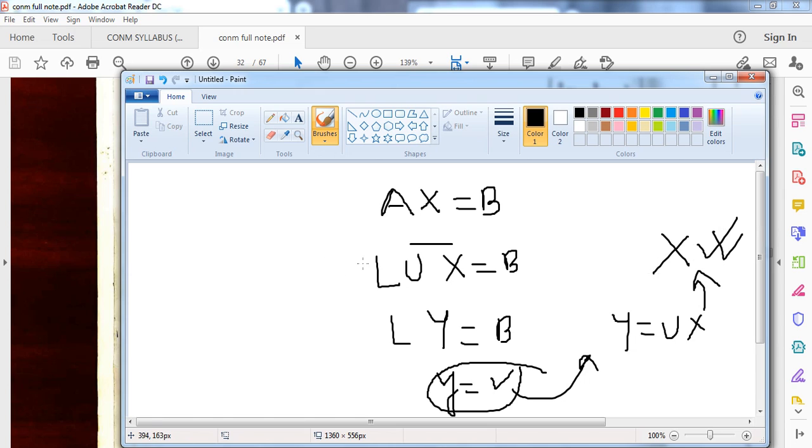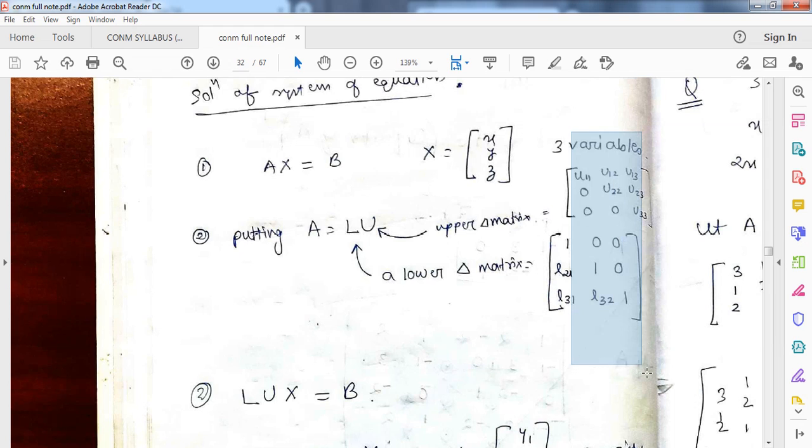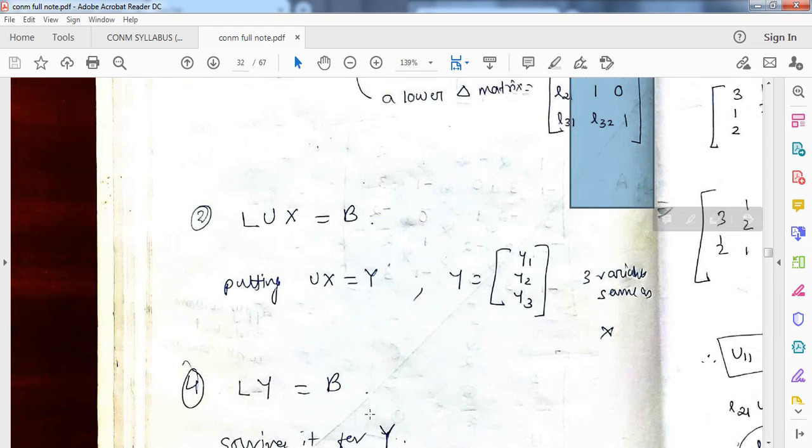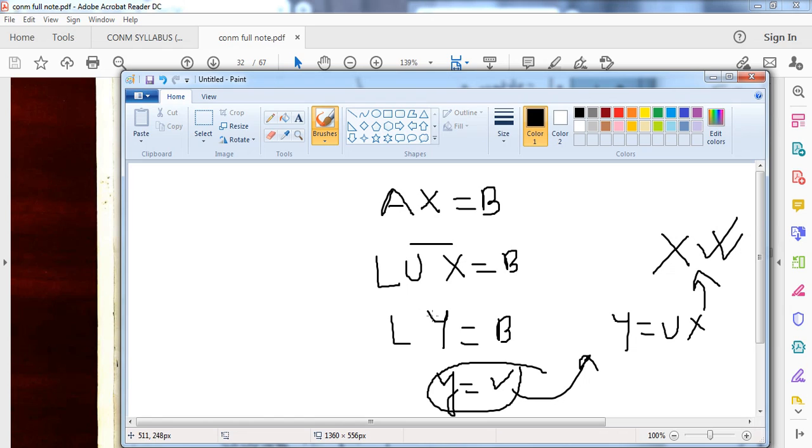First, represent your set of simultaneous equations as AX is equal to B. Then assume A to be L and U, where U is an upper triangular matrix and L is a lower triangular matrix of this form. Once I have this, I assume UX to be my Y. Then I calculate Y. Once I know Y, I can calculate X.